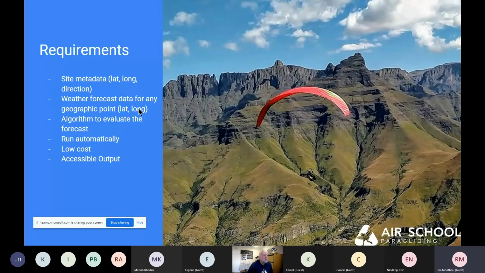And then just what's going on the screen over here. This is myself and a friend. I've taken the picture, and we're flying out in the Drakensberg earlier this year.